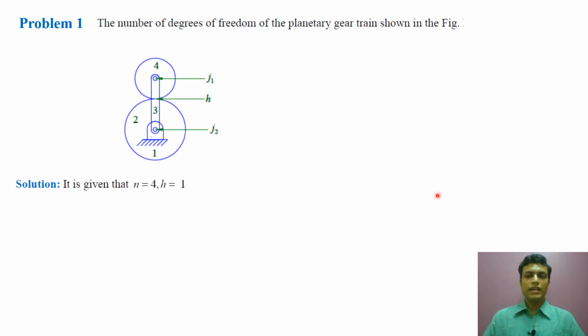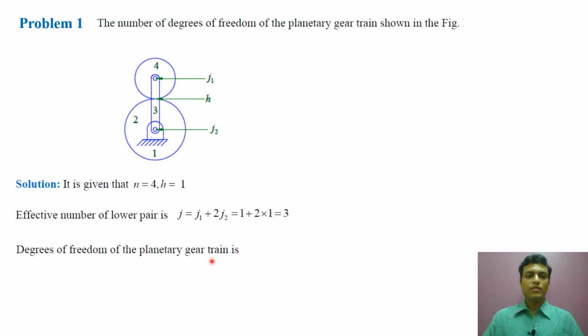Now n equal to 4, h equal to 1 and j becomes how much? J is J1 plus 2J2. J1 is 1 and J2 is also 1. So 1 plus 2 into 1 is 3. So the degree of freedom of the planetary gear train is F equal to 3 into (n minus 1) minus 2J minus H. So 3 into (4 minus 1) minus 2 into 3 minus 1. So that is 9 minus 6 minus 1, equal to 2. So the planetary gear train has 2 degrees of freedom.